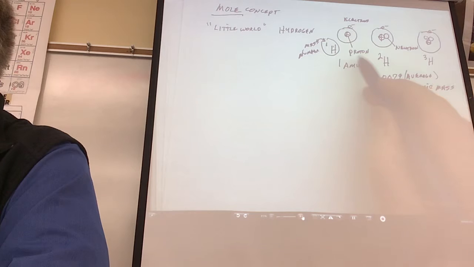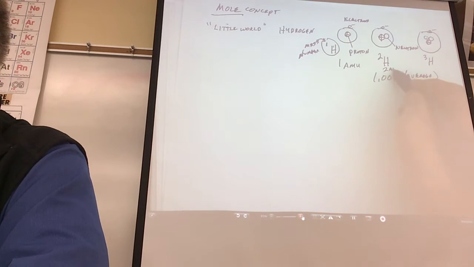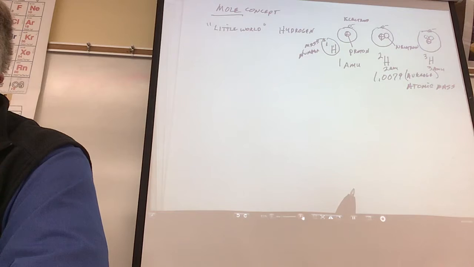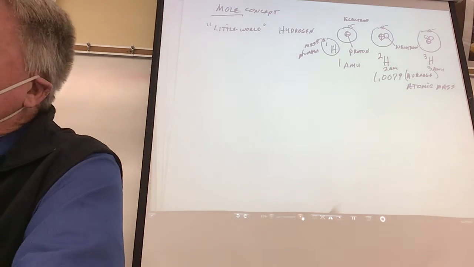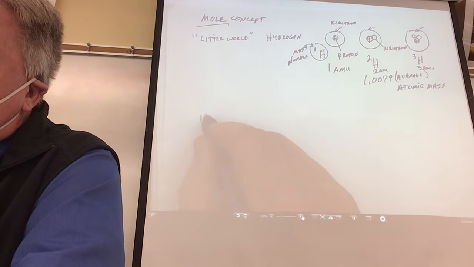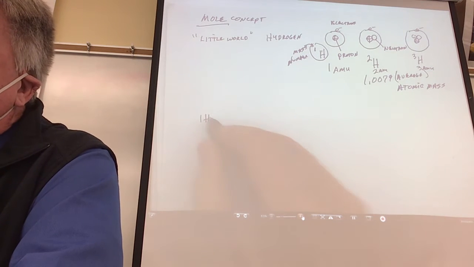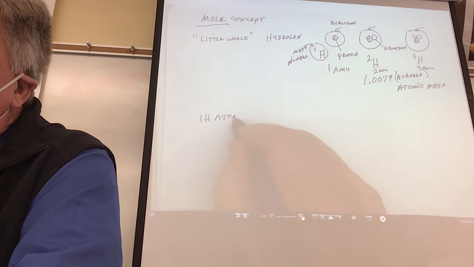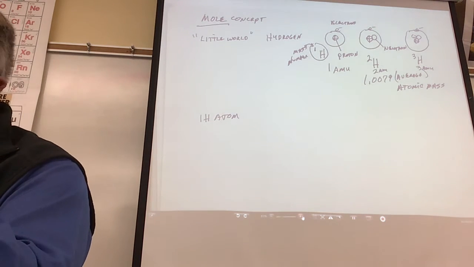And again, this has a mass of 1 AMU, this has a mass of 2 AMUs, and this has a mass of 3 AMUs. All right, so are you okay in the little world? All right, so let's take you on a little trip, okay? Now I was down there, and I saw 1 hydrogen atom, and I put him on a scale. I brought a little balance with me so I could weigh him.